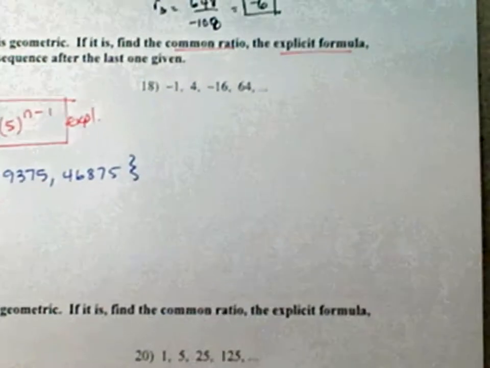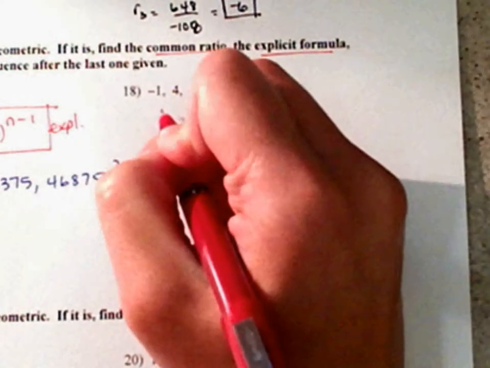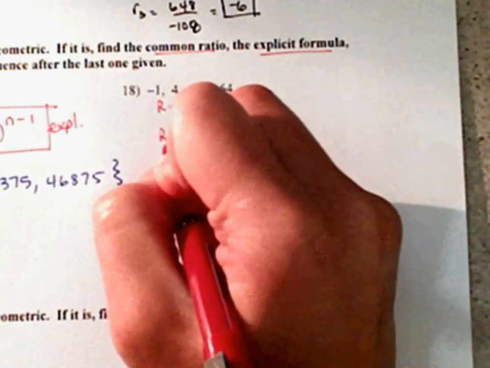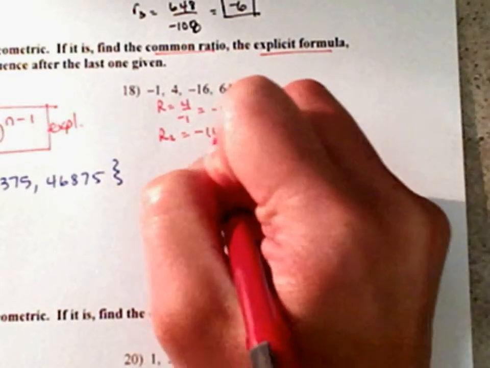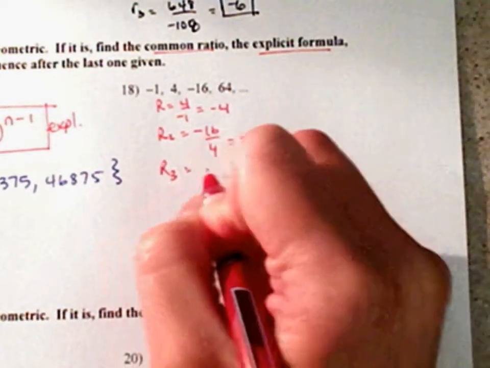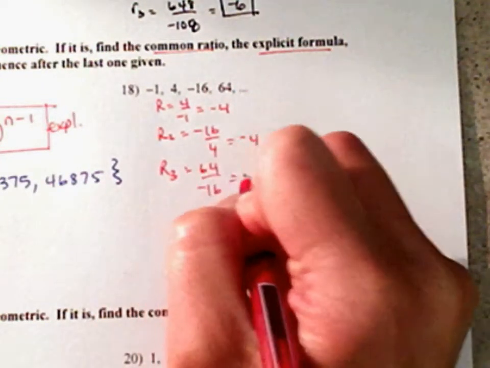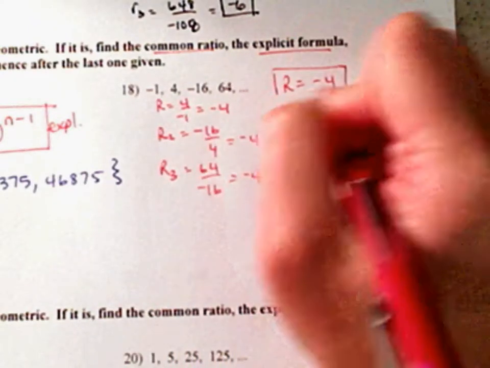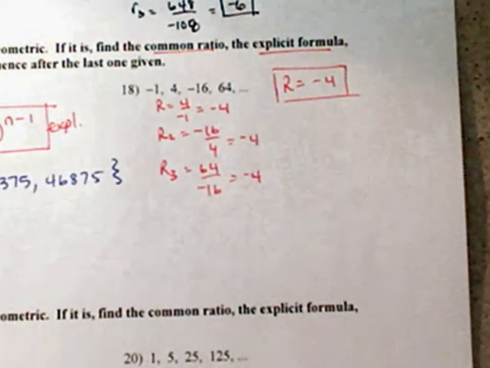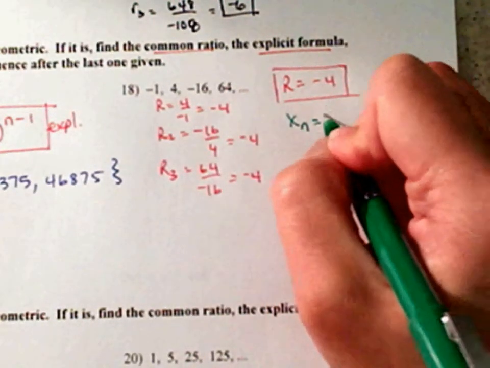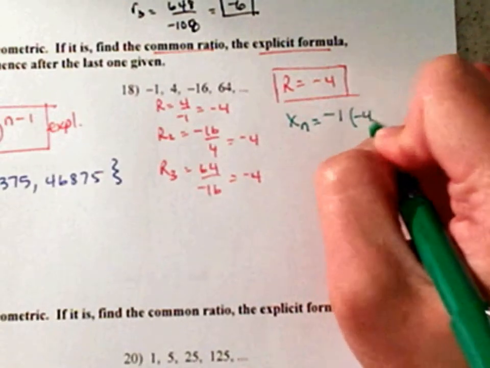18. Okay, let's find our R. 4 divided by negative 1 is negative 4. Second one. Negative 16 divided by 4 is negative 4. Third. 64 divided by negative 16 is negative 4. So your R value is negative 4. Okay? Let's find our explicit formula. So, first term, negative 1 times your R, negative 4, to the n minus 1.